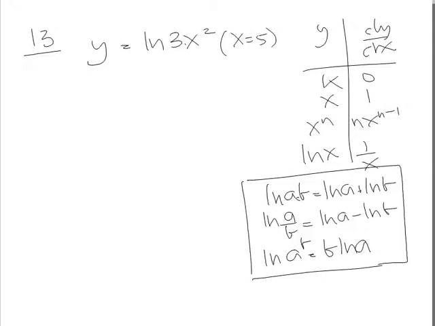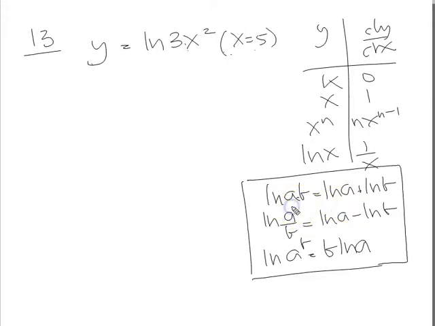Okie dokie, there's 13. We've got y equals ln of 3x squared. We want to differentiate that and evaluate the derivative at the input value x equals 5. Here's our table of derivatives that we need that I put down. We've also got properties of logs I've put down as well.